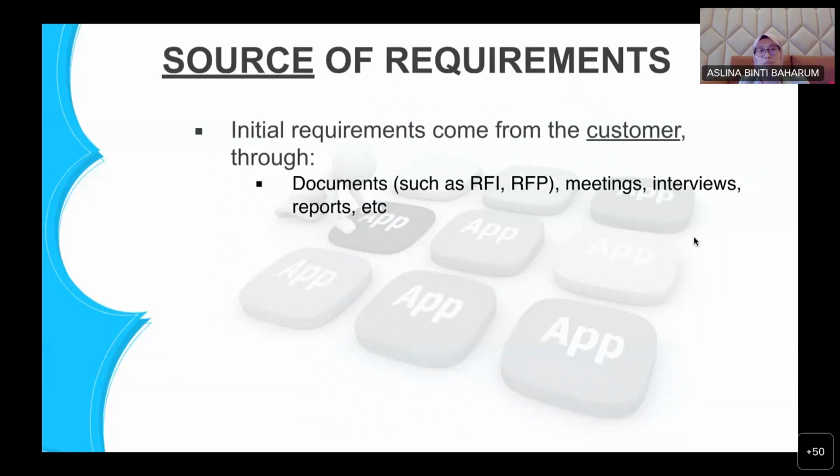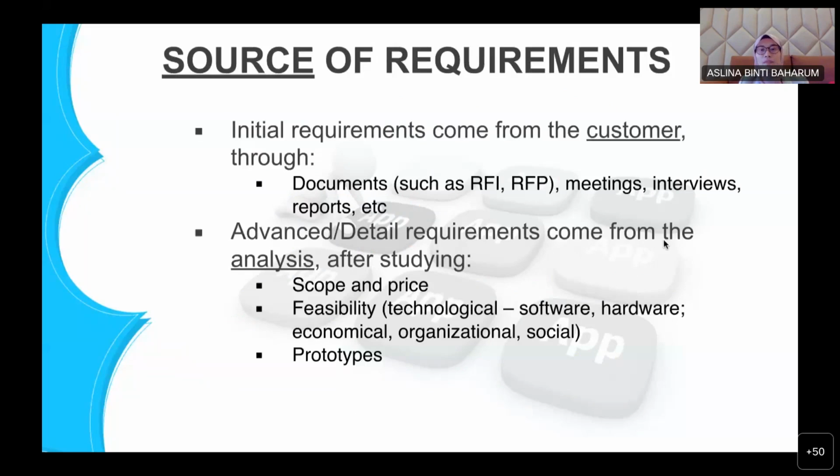It can be from the customer, in terms of documentation, meetings, interviews, reports. In advance detail, requirement can come from analysis. You do a survey, you do interviews, and then come up with the analysis, which includes the scope and price, and feasibility, either technological, economical, organizational, or social. This is the standard feasibility study that normally we do before we start a project. It can also have prototypes.